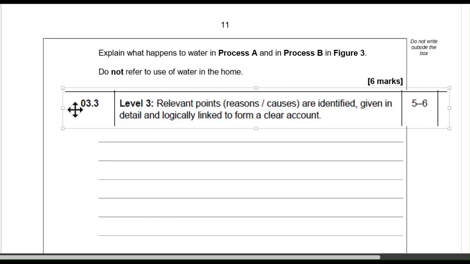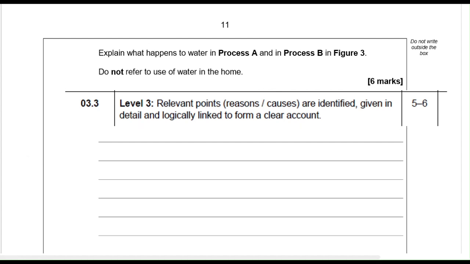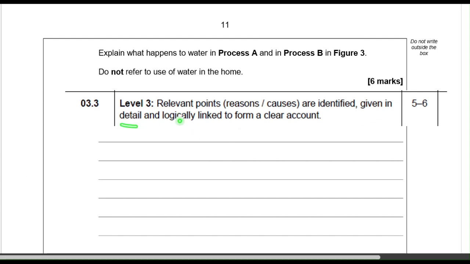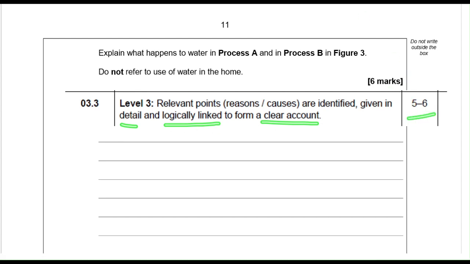Now this is a levelled response. So we look at this again. Let's have a look what it means. Level 3 is 5 to 6 marks. Relevant points, reasons, causes identified, given in detail, and logically linked to form a clear account.